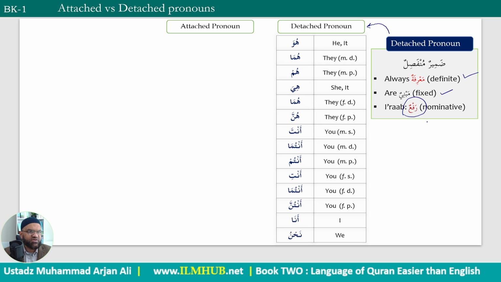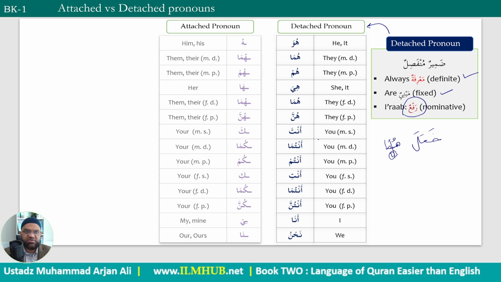So you cannot have, for example, ja'ala huma afterwards. That would be nonsensical in Arabic. Okay, so this cannot be our doer. So this kind of thing is not allowed. Why? Because this set of pronouns are always, always rafa or marfu'.